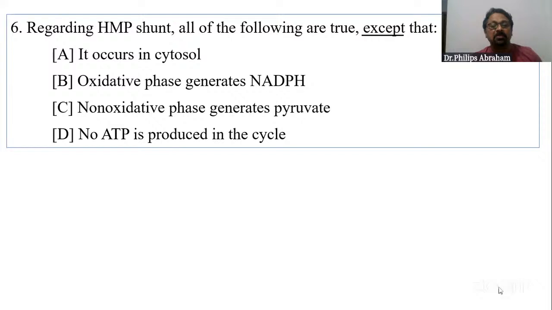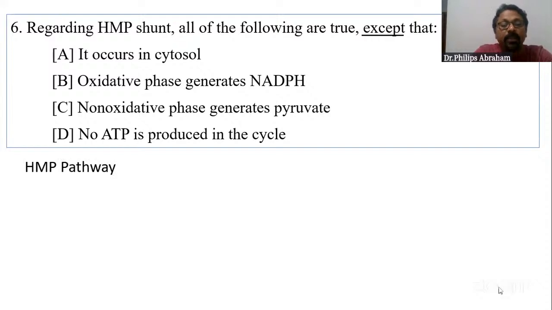It takes place in the cytoplasm, and there are two phases for the HMP pathway: oxidative phase and non-oxidative phase. In the non-oxidative phase, pentose phosphate is just converted to another type of pentose phosphate. Only conversions take place, and later we also get fructose 6-phosphate. So here the answer except is C, non-oxidative phase generates pyruvate. That's the wrong option given here.